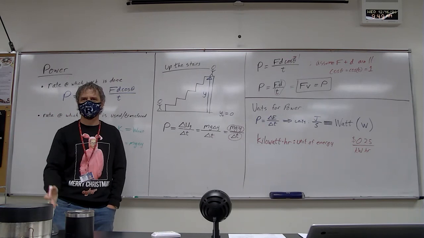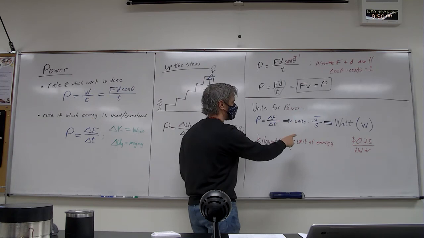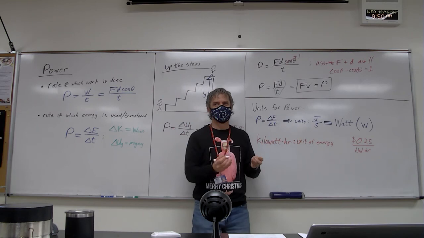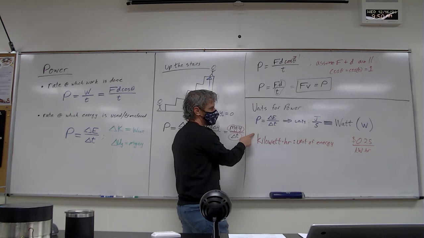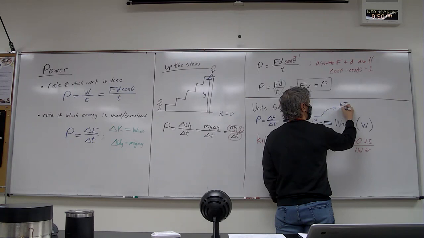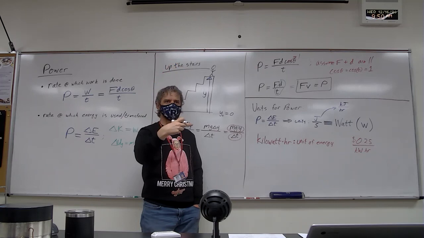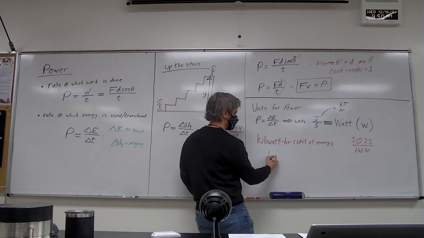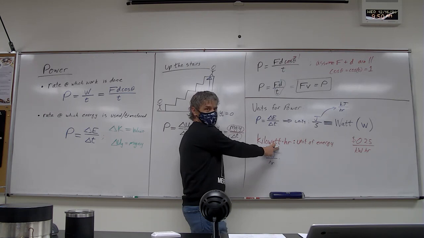Why is it a unit of energy? Well, look, power is in units of joules per second, which I could equivalently call kilojoules per hour. Joules per second I can convert to kilojoules per hour. That's still a unit of power, right? It's still a unit of work or energy over time. So if I take kilojoules per hour, which is a kilowatt, and I multiply it by hours, what do I get? Just kilojoules.